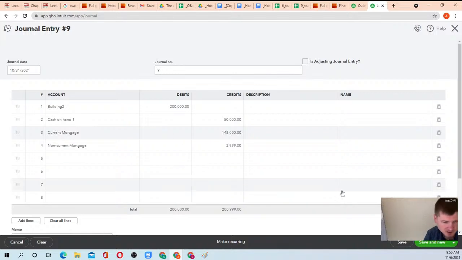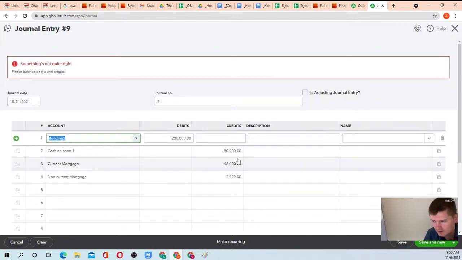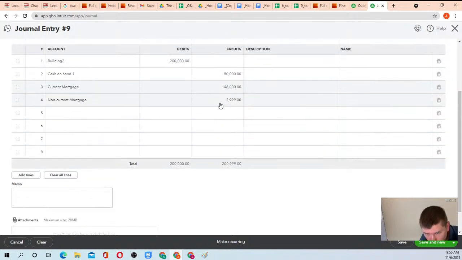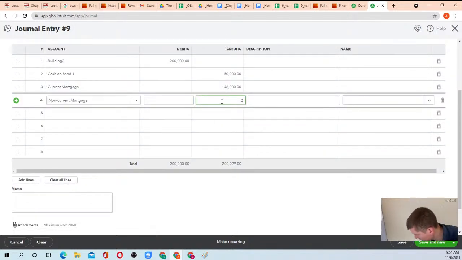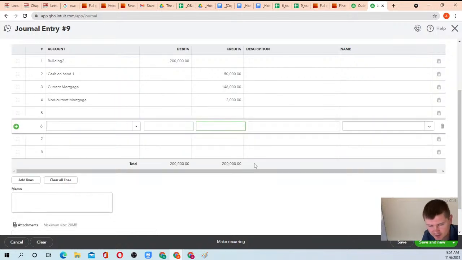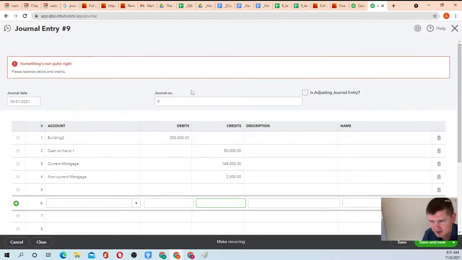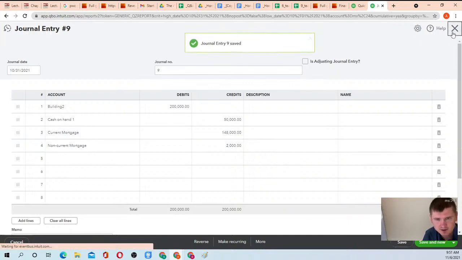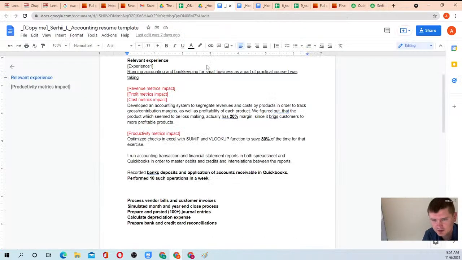Journal entry, October 31st. Please balance debits and credits. Oh, okay, that's great. That's great that QuickBooks doesn't allow me to proceed with the entry until debits and credits are balanced. Okay, so I saved it and I close it, and let's see what else we have here.